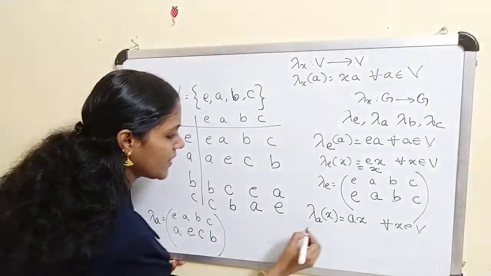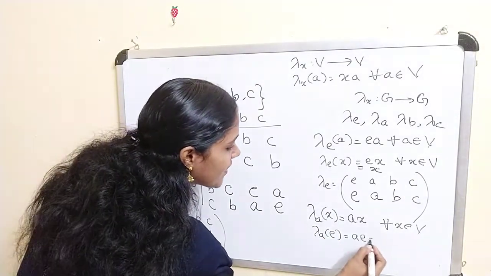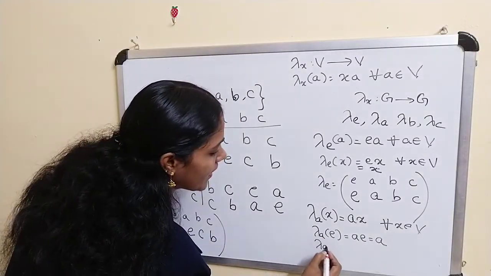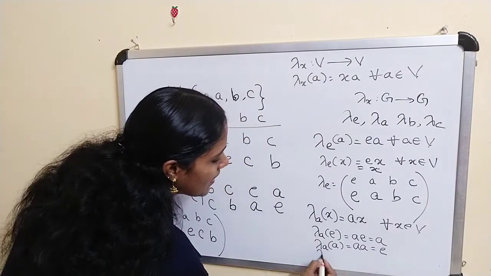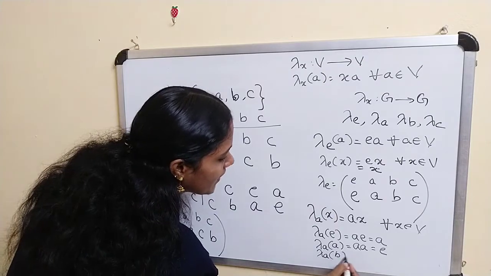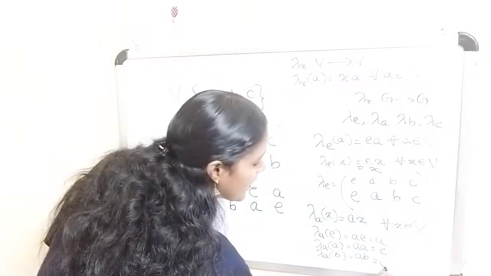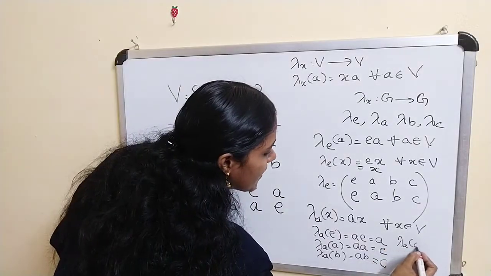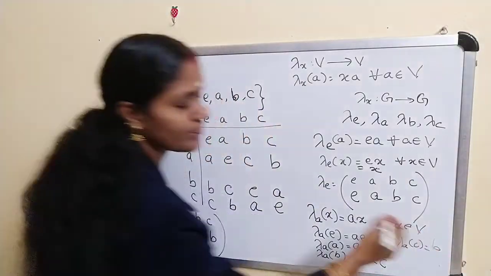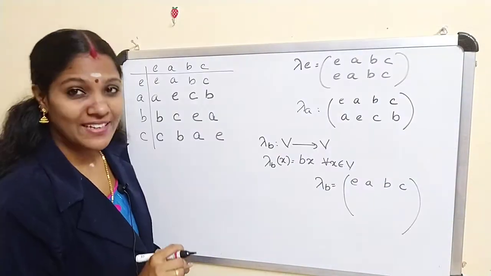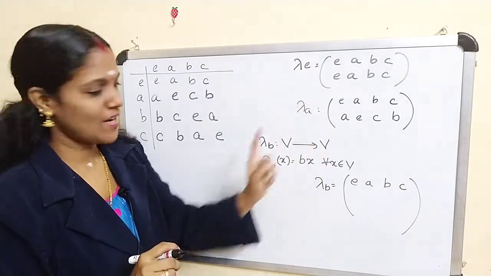Okay, I'll repeat. Lambda A of E equals AE, which is equal to A. Lambda A of A equals AA, that's equal to E. Lambda A of B equals AB, that's equal to C. Lambda A of C equals AC, that's equal to B. Okay, we have to find lambda B and lambda C. Now this is our lambda E and this is lambda A.